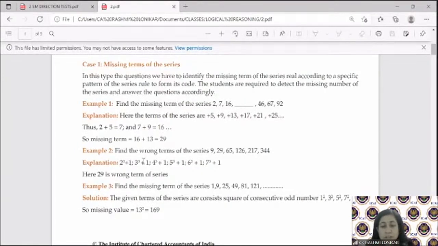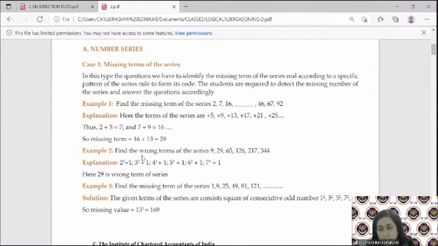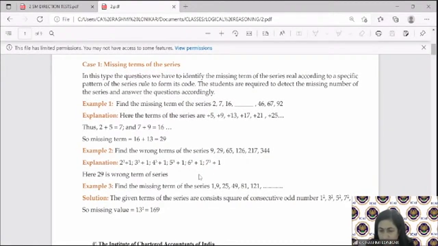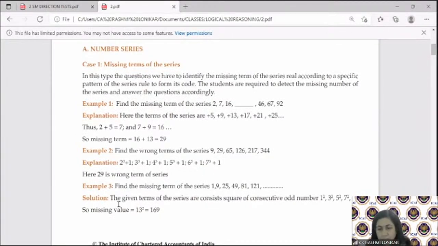The second type of question that they may ask you is example 2, find the wrong terms of the series, like 9, 29, 65. Then the third type is to find the missing term of the series. You may have a missing term in between the series, or they may give you the series and ask you to find the missing term at the end.